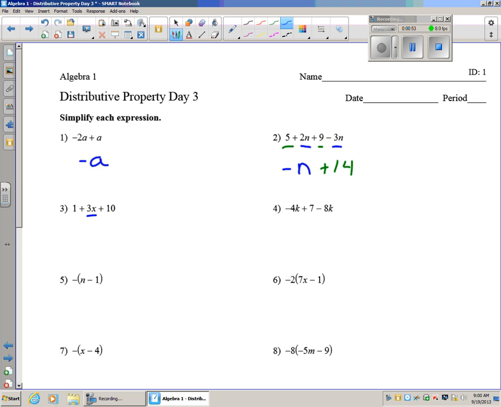Number 3, you list your x's first. And then you combine the 1 and the 10 and you get 11. Number 4, you combine the negative 4 and the negative 8 and you get negative 12. And then the number goes second, so plus 7.